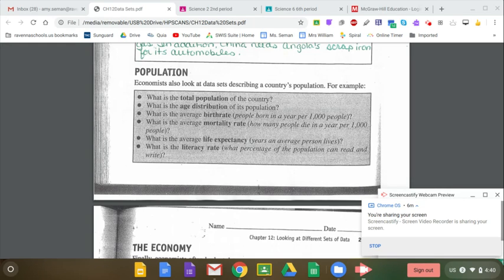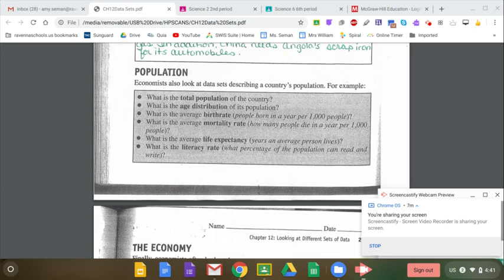Economists also look at data sets describing a country's population. For example, what is the total population of a country? What is the age distribution of its population? What is the average birth rate? Definition: people born in a year per 1,000 people. What is the average mortality rate? Definition: how many people die in a year per 1,000 people. What is the average life expectancy? Definition: years an average person lives. What is a literacy rate?